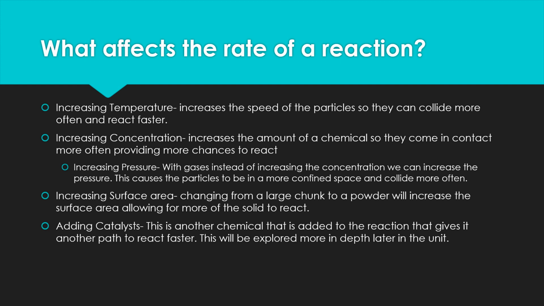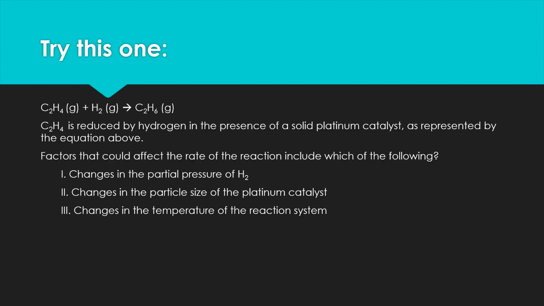And the last one is adding a catalyst. So a catalyst is another chemical that's added to the reaction, and it gives it another path for the reaction to follow and react faster. We are going to explore that part specifically more in depth later in the unit. So we'll get back to catalysts and their function and how they work, but we can also add a catalyst.